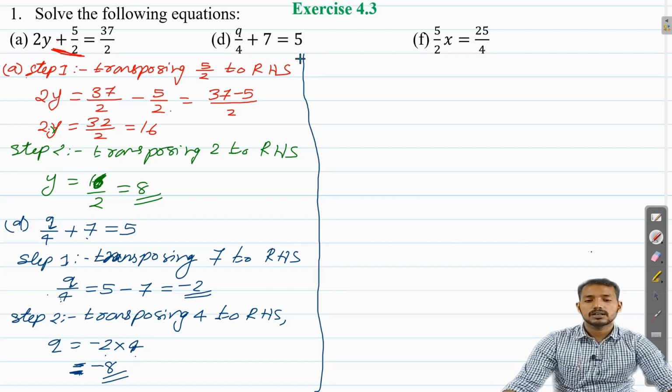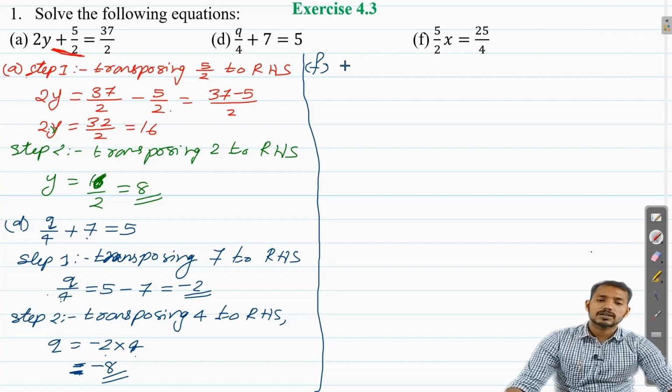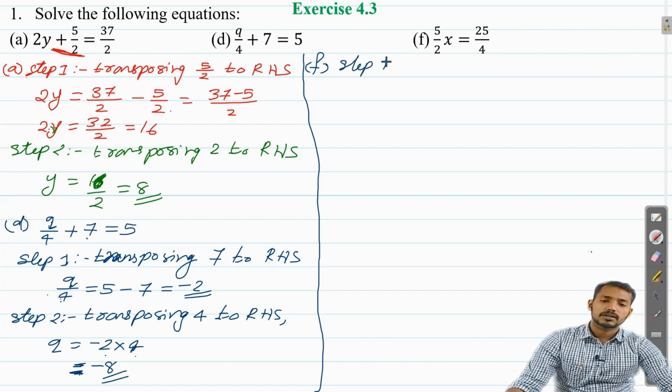Now the third one, option F. So in step 1, what do we need to do? First take this 2 to the right side. So transposing 2 to RHS.